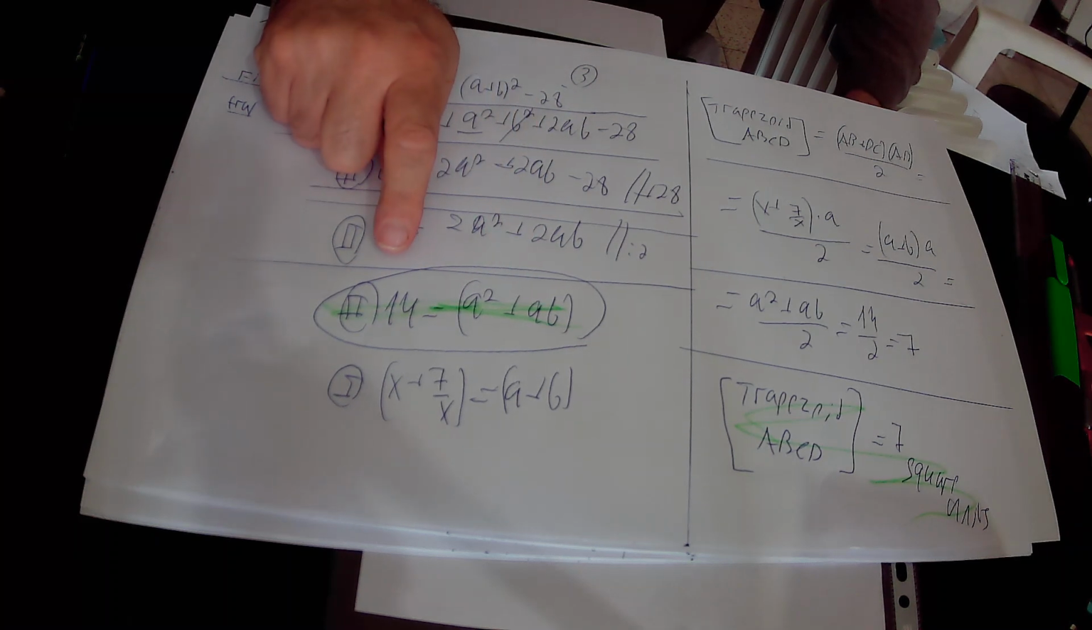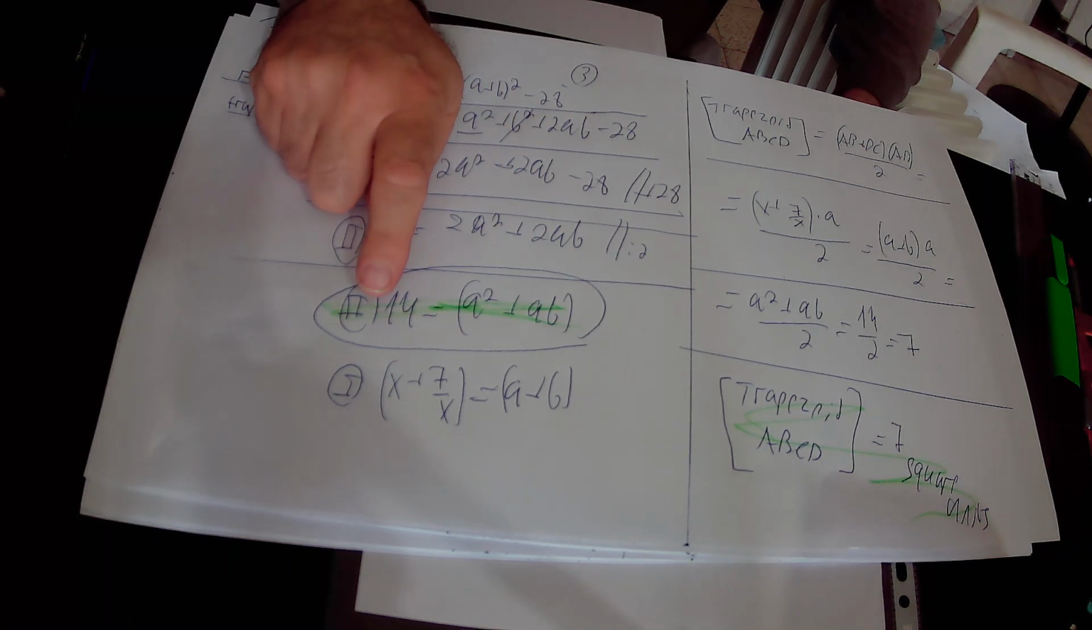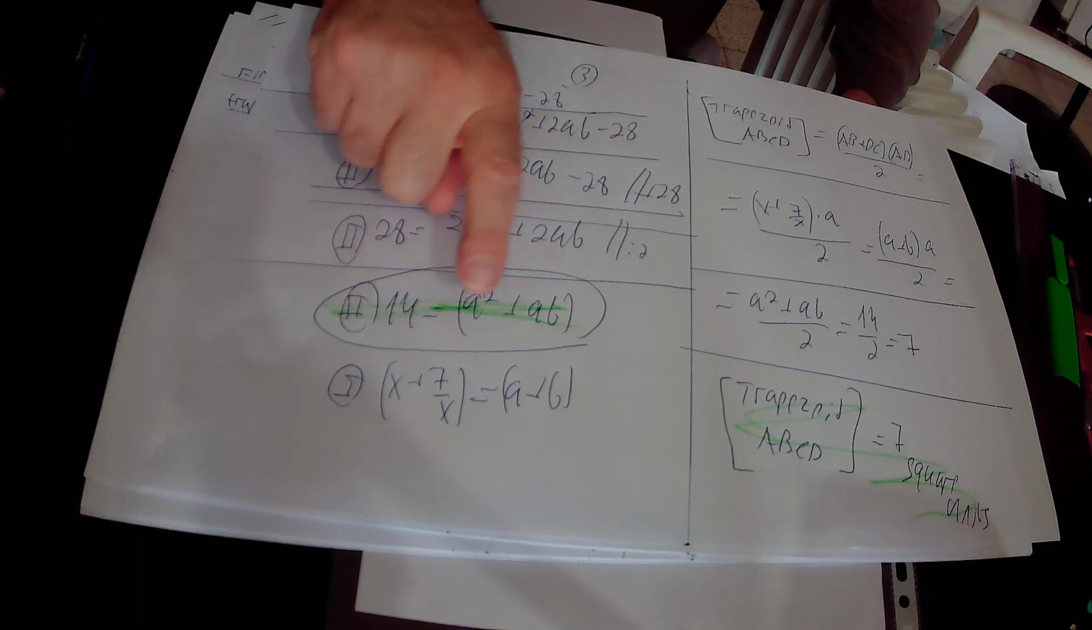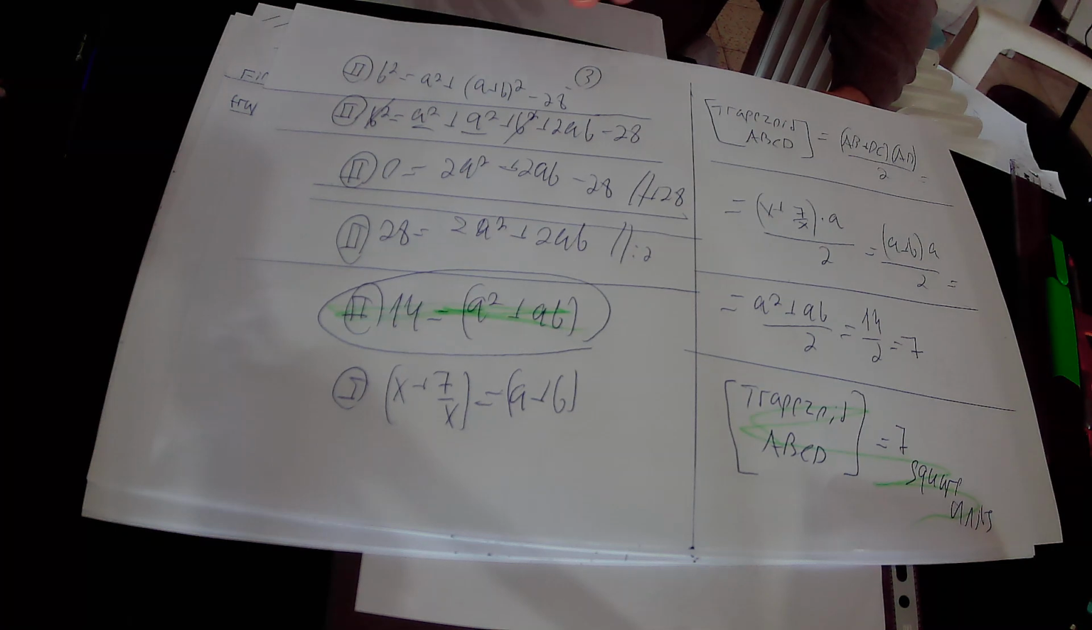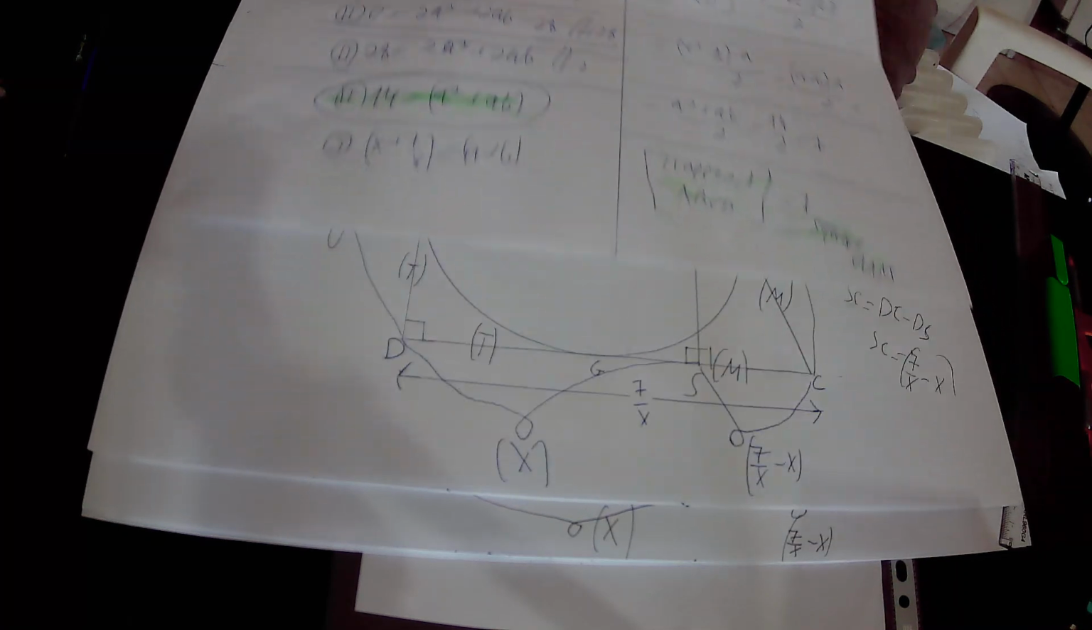This is according to equation 2, while according to equation 1, we have already found out that x plus 7 over x equals a plus b. So we have here two equations. And what is the area of trapezoid ABCD?